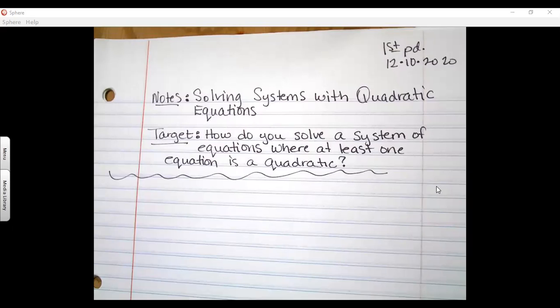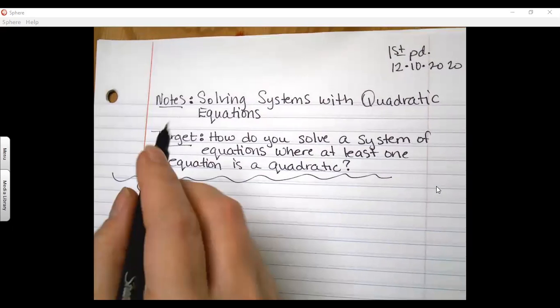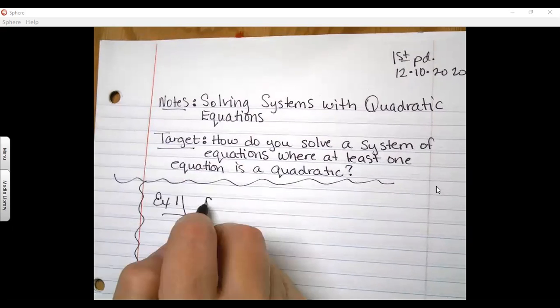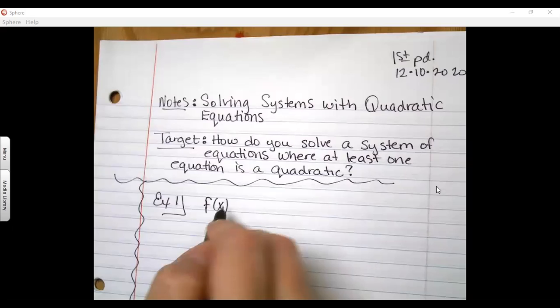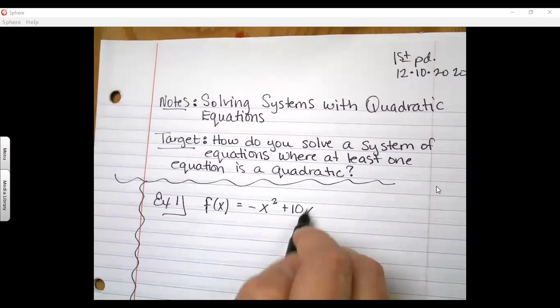All right, so example one. We're going to start with a quadratic equation and a linear equation. So let's have f of x equals negative x squared plus 10x, and g of x equals negative x plus 14.